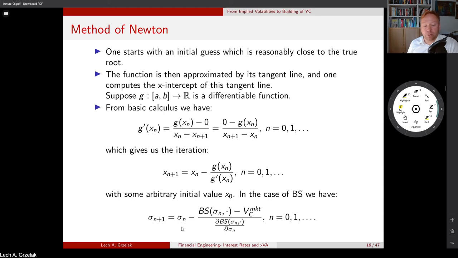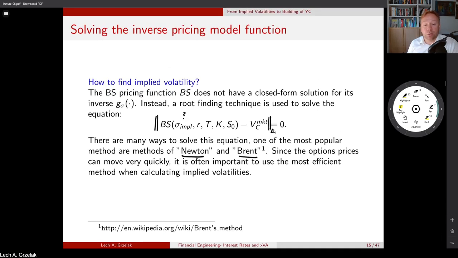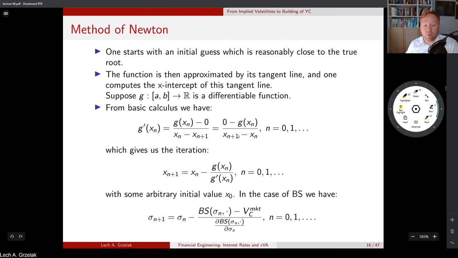The stopping criterion in this case would be that the difference between sigma n plus 1 and sigma n is sufficiently small, so that by any further iteration we are not improving much. That could be one criterion. Also a requirement is that the norm of the difference between the Black-Scholes model price and the market price should be close to zero. Otherwise, you might have a model that is converging, but maybe not to the value we would like to see. So this criterion that the difference should be zero is always a requirement.